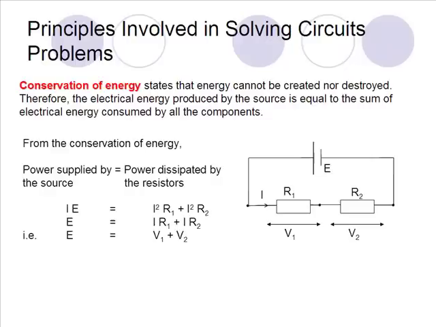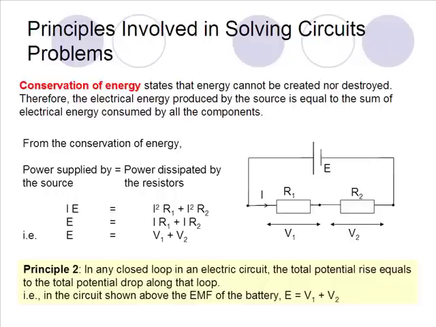So E equals V1 plus V2. Potential rise means the supply of energy, the E. The EMF actually supplies the energy; it is the energy conversion from chemical to electrical. How about potential drop? Potential drop is the loss of electrical energy, which is actually the potential difference.